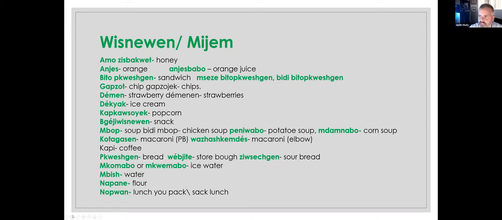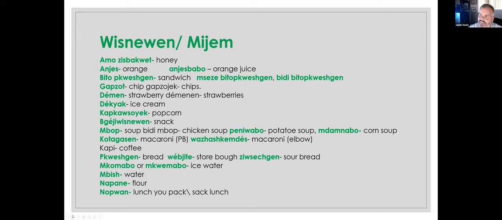Bito pakwejgan is a sandwich. Literally, it's in between two pieces of bread, layered between. So masize bito pakwejgan, a turkey sandwich. Bidi bito pakwejgan, a chicken sandwich.